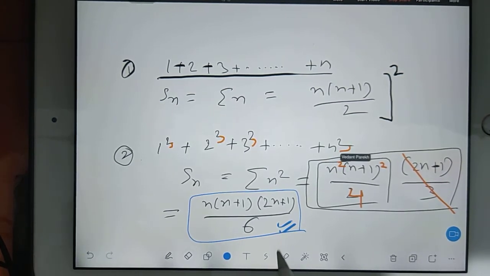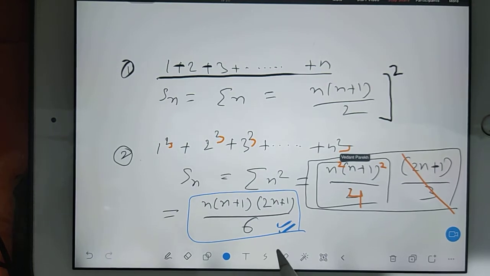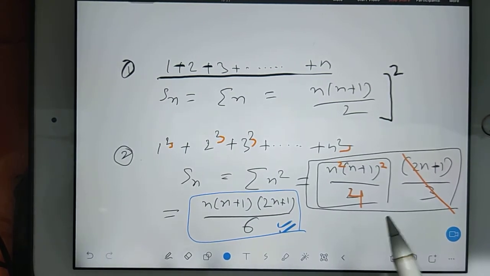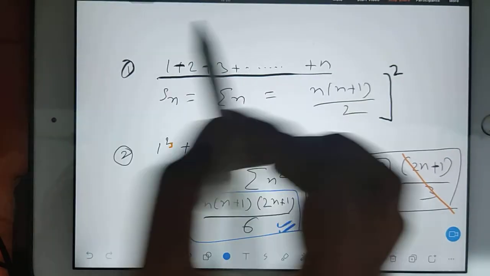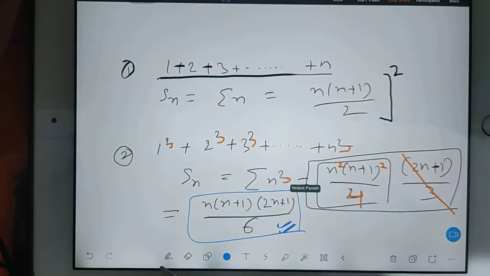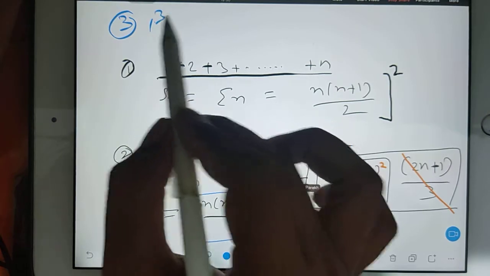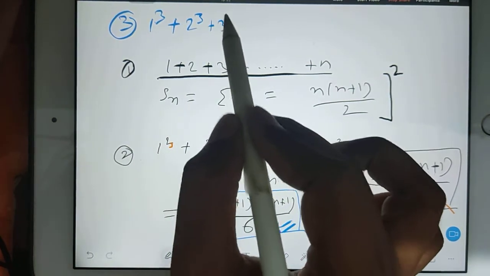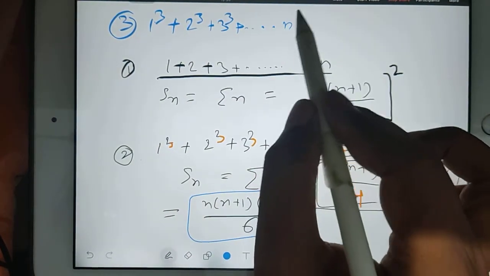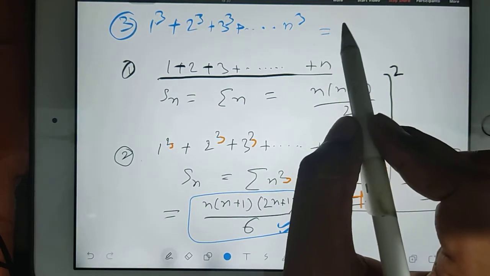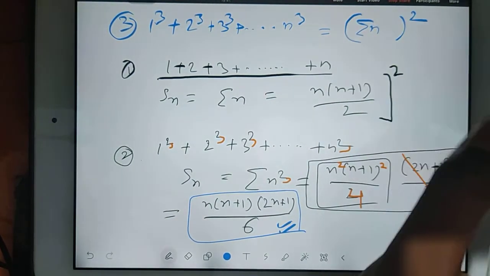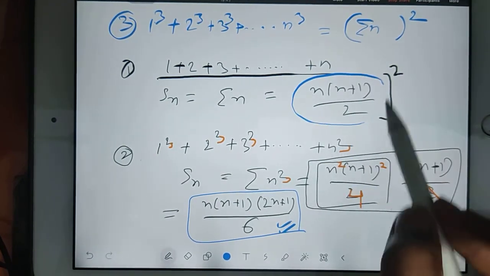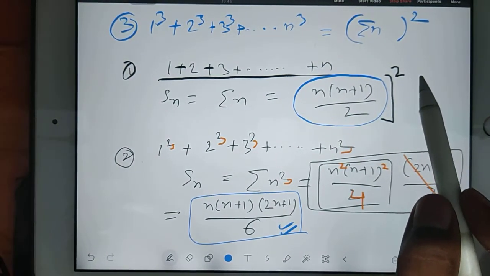Very good. You know what we do? If you convert it as a cube, then your final answer, I will write the answer. Suppose you are writing the cube like this: 1 cube plus 2 cube plus 3 cube, this is nothing but till n cube. This answer is nothing but whatever answer you are getting for summation n, that answer you square. It means (n(n+1)/2) square. That's all.